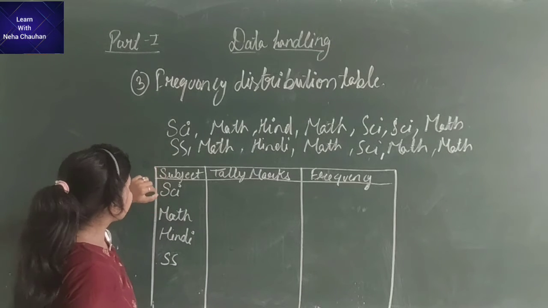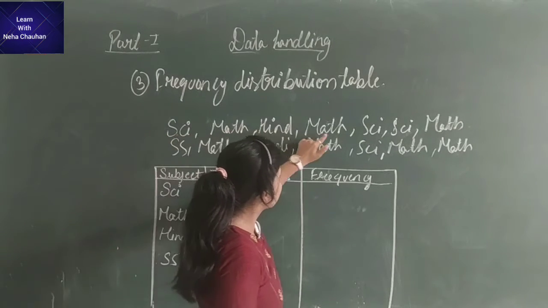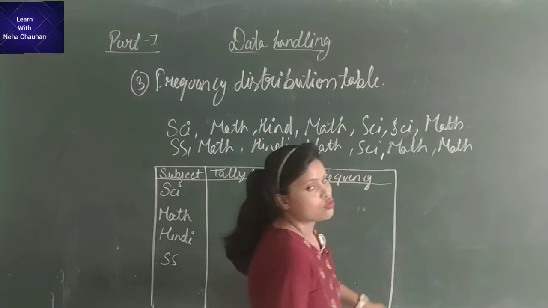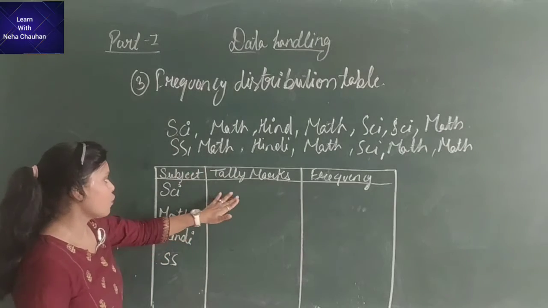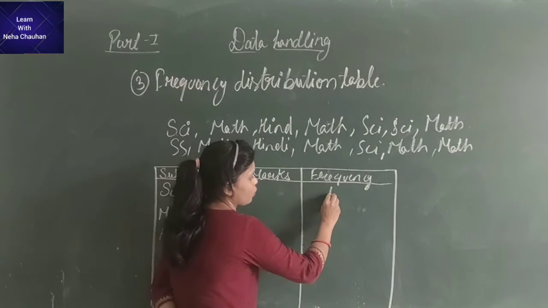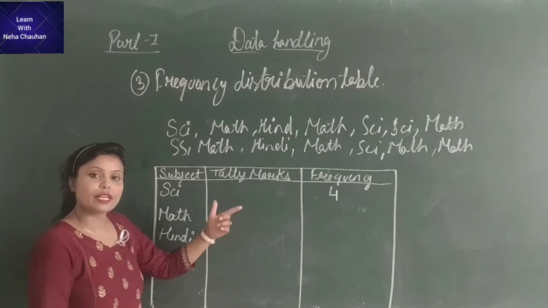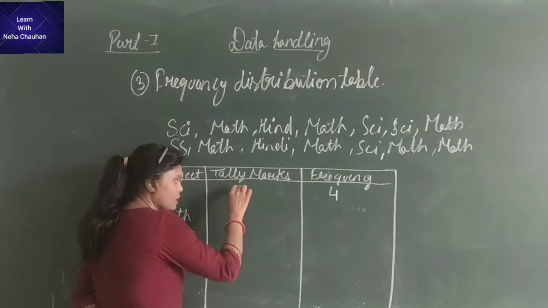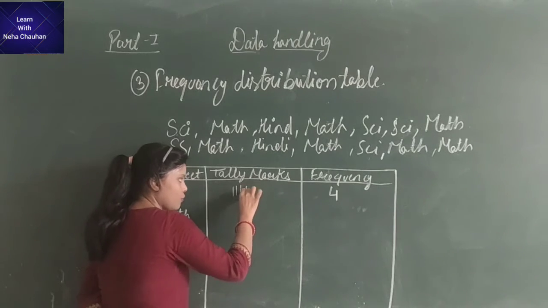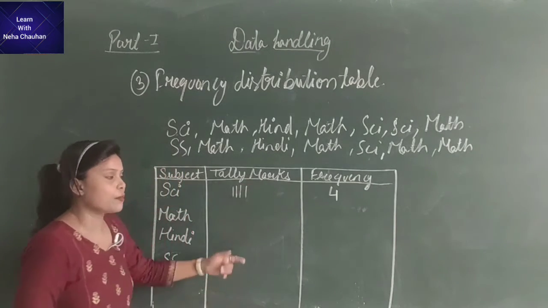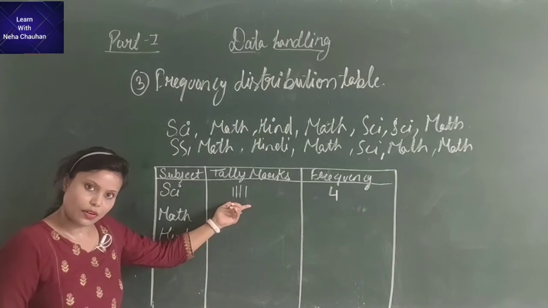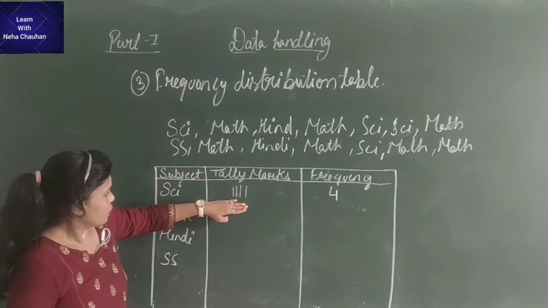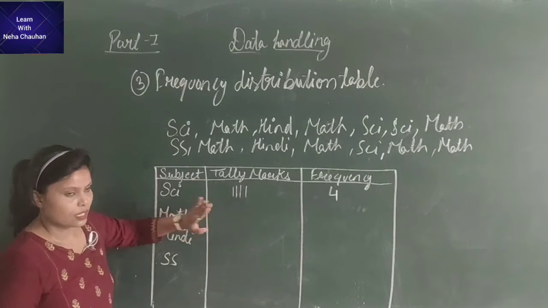Science. Science we have 1, 2, 3, 4. So science is repeating itself for 4 times. That means its frequency is 4. How we will represent it in telemarks? 1, 2, 3, 4. So telemarks can be represented by the standing lines. Alright. So for 4 you will draw 4 standing lines in the telemarks.